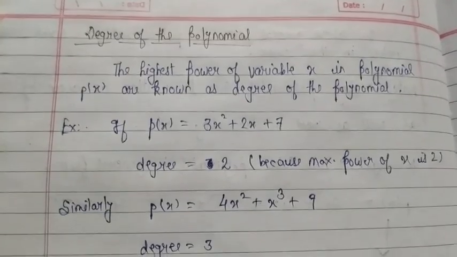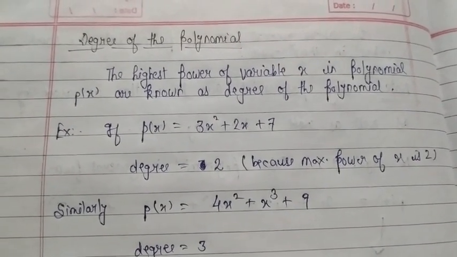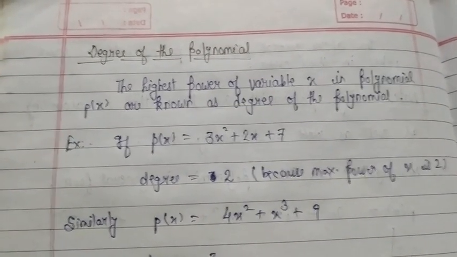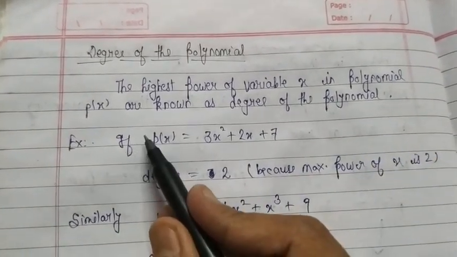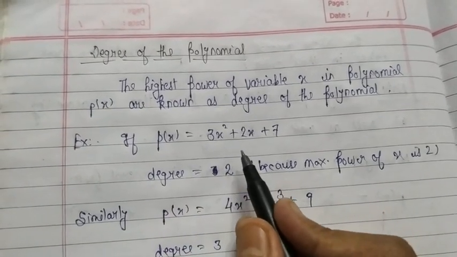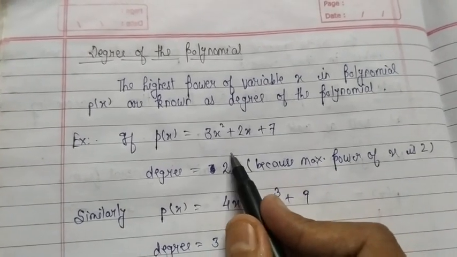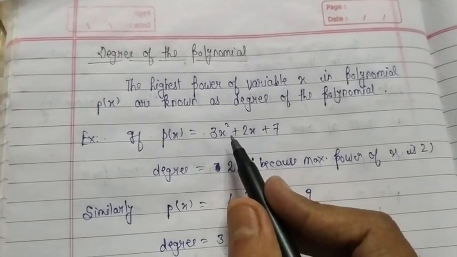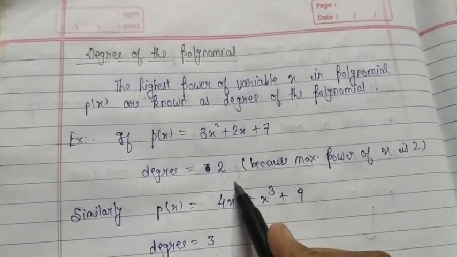Okay, now the next thing is the degree of the polynomial. So what is the degree of the polynomial? The degree of the polynomial is basically the highest power of the variable x in the polynomial p(x). Suppose I have written a polynomial p(x) equal to 3x square plus 2x plus 1. Now see, what is the variable here? The variable is x and the powers of the variable are x to the power 1 and x to the power 2. So what is the maximum power? The maximum power is 2, hence the degree of the polynomial will be 2.